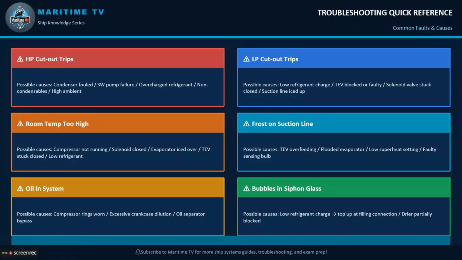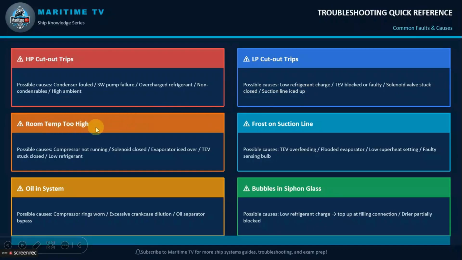Now let's see the troubleshooting quick reference. It's common faults and causes. HP cutout trips. Possible causes: condenser fault, seawater pump fail, overcharged refrigerant, non-condensables, high ambient temperature. LP cutout trips. Possible causes: low refrigerant charge, thermal expansion valve blockage or fault, solenoid valve stuck closed, suction line strainer blocked.